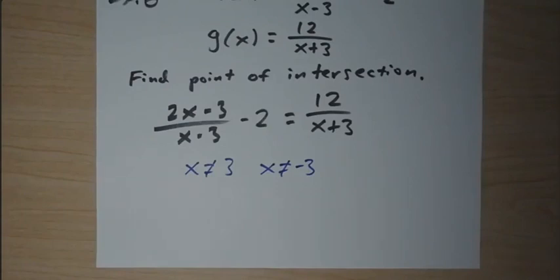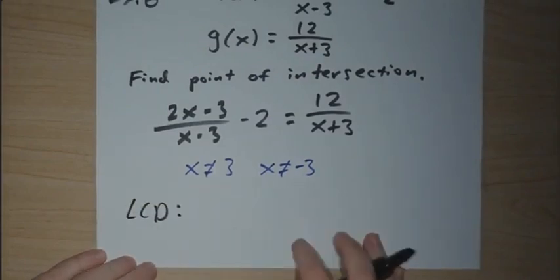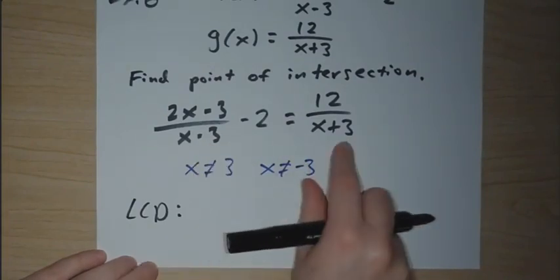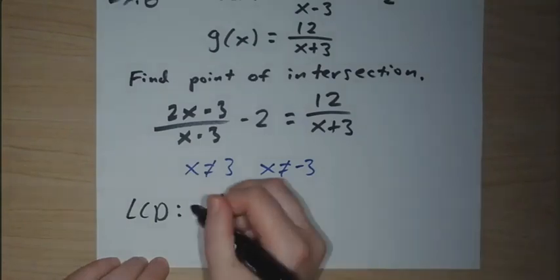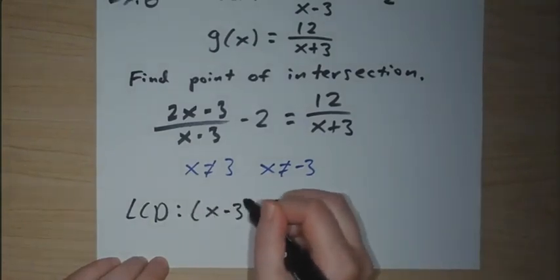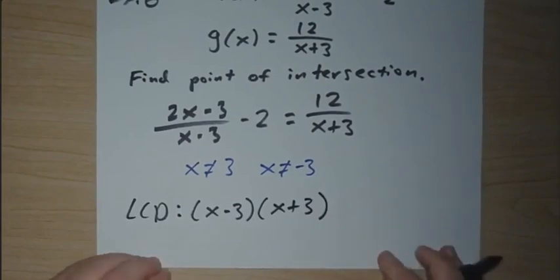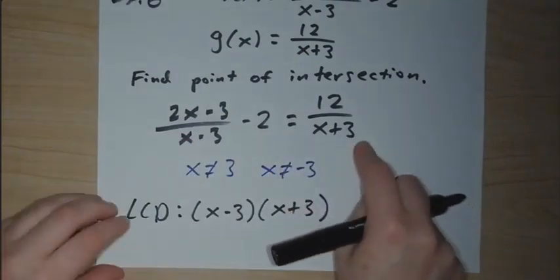So next we're going to find the LCD, the least common denominator of these fractions. So we have x minus 3 and x plus 3. Those have no factors in common, so it's just going to be those two denominators multiplied by each other. And we're going to take this LCD and multiply it to this entire equation on both sides.